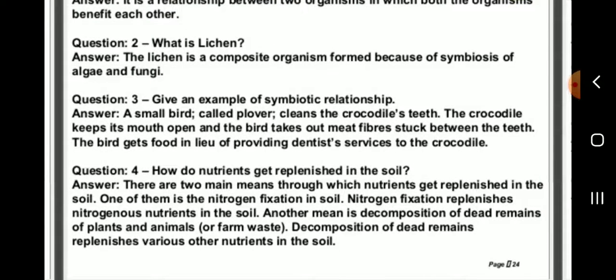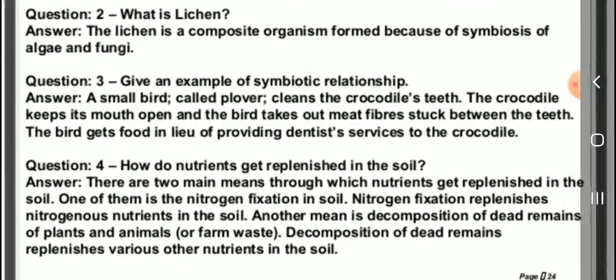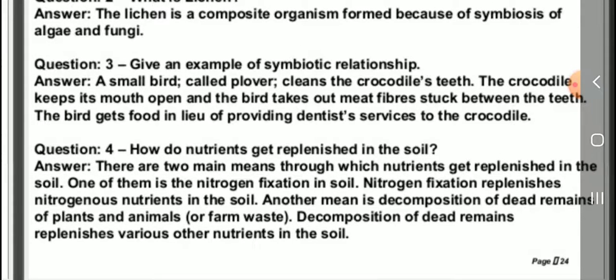What is a symbiotic relationship? Example, a small bird called plover cleans the crocodile's teeth. The crocodile keeps its mouth open. The bird takes the meat fibers stuck between the teeth. Okay. The bird gets food while providing dental service to the crocodile.